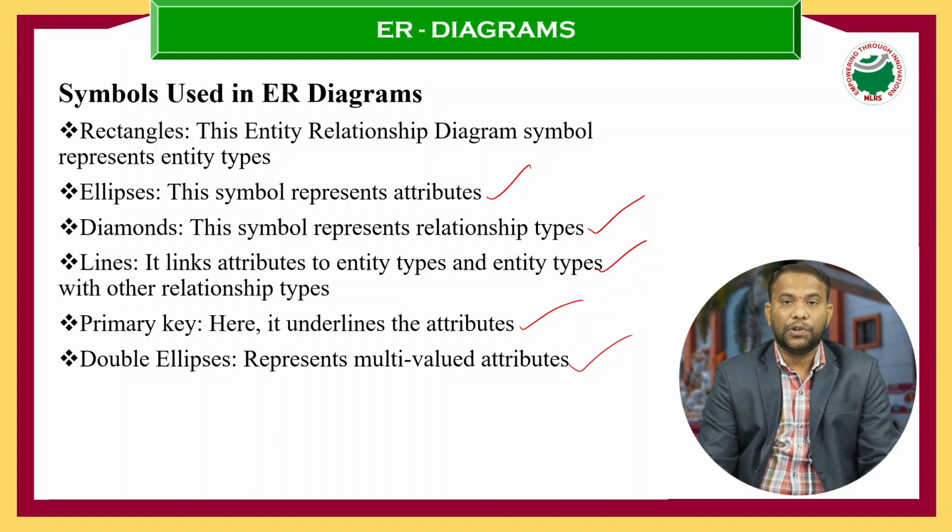For example, if you take a student table, in the student table we will have unique values, for example the roll number. It is represented as a primary key, whereas the double ellipse is used to represent multi-values. For example, a student can have multiple mobile numbers, two or more mail IDs, or two or three house addresses. In such cases, you represent them using multi-values.